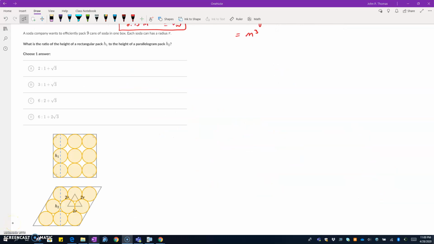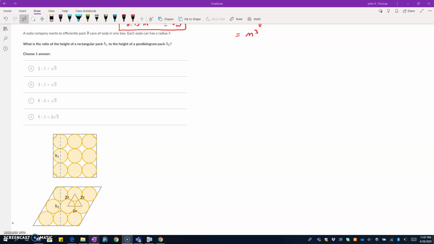All right, for the next problem that was commonly missed, it says a soda company wants to efficiently pack 9 cans of soda in one box. Each soda has a radius of r. What is the ratio of the height of the rectangle pack H1 to the height of the parallelogram pack H2?